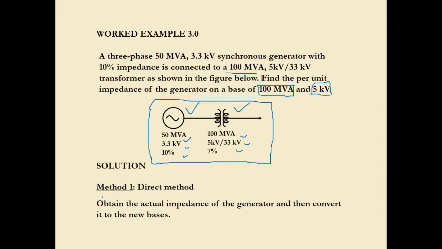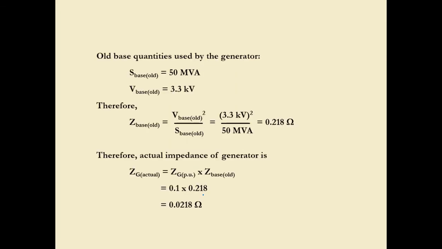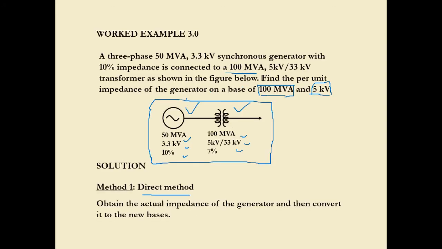So solution method one, the direct method. We try to avoid PU analysis in this method. So obtain the actual impedance of the generator and then convert it to the new bases. So we have all the base quantities used by the generator: S base old is 50 MVA and V base old is 3.3 kV. This information is taken from here. So we do have 50 for S and 3.3 for V.